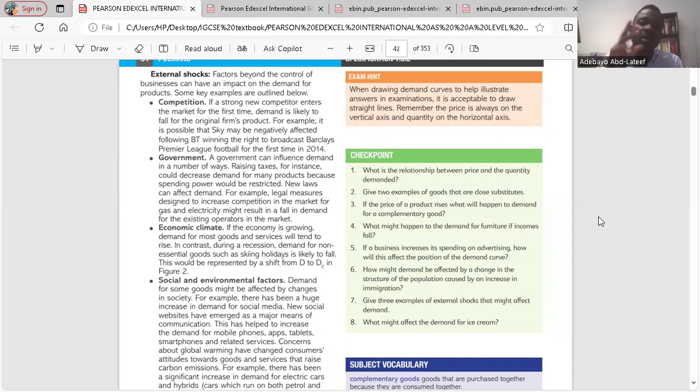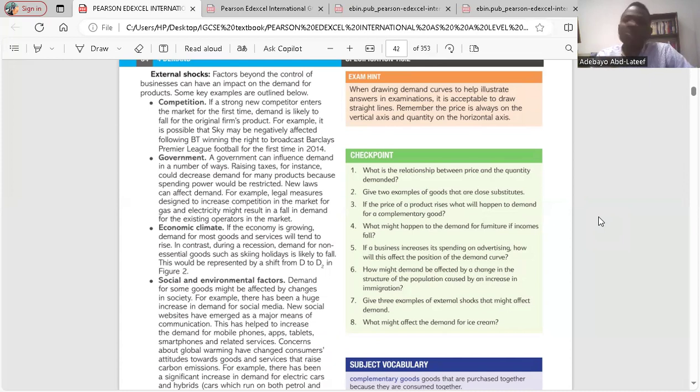Government can influence demand in a number of ways. Raising taxes, for instance, could decrease demand for many products because spending power would be restricted. New laws can affect demand. For example, legal measures designed to increase competition in the market for gas and electricity might result in a fall in demand for the existing operators in the market. So government can also influence demand. If government raises tax, it reduces the spending power of households. As a result, demand for goods and services might fall, shifting the demand curve leftward.